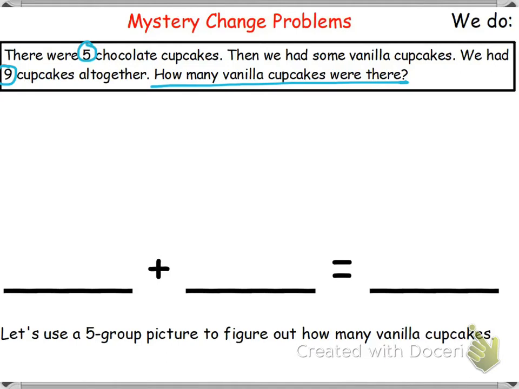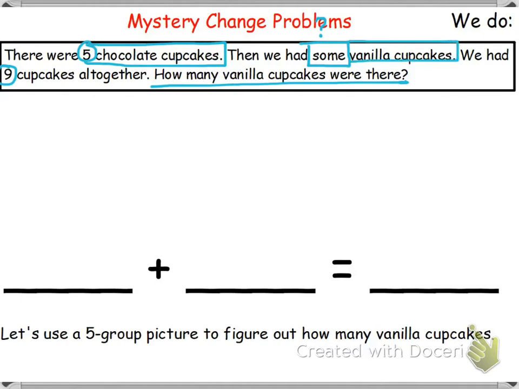Now you have to box in any important information. Well, first we know that there was 5 chocolate cupcakes. So I can box in chocolate cupcakes. There's this mystery word here. This mystery word, that means that we know the mystery is here. This word "some" helps us know that there's the mystery right here. There is some vanilla cupcakes.